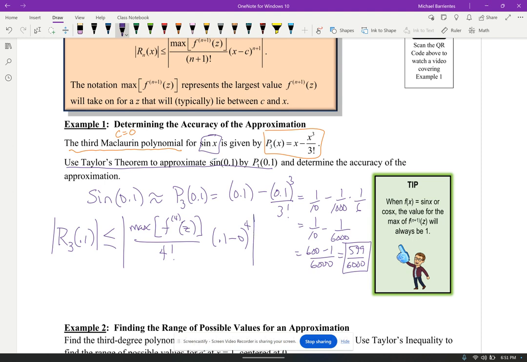Take the absolute value of that. So I'm saying the remainder is less than or equal to this setup. Well, 4 factorial, that's 4 times 3 times 2 times 1, that is 24. And 0.1 minus 0, that's just 0.1 to the 4th. That's 0.1 times 0.1 times 0.1 times 0.1, 1/10,000th. A 1 with 4 zeros after it. So I got that. And if I really wanted to, I can multiply these two and get 24 thousandths.